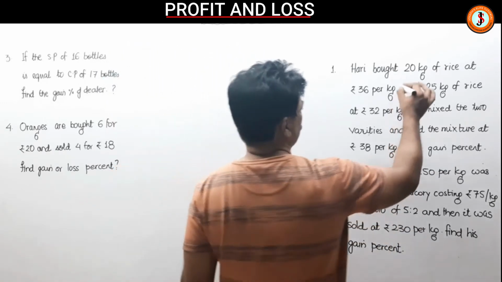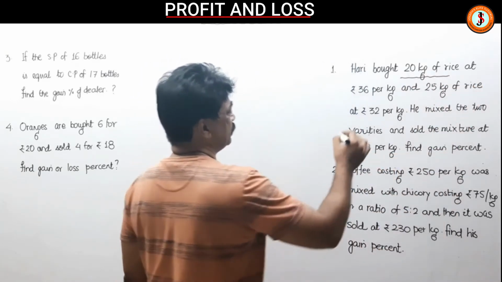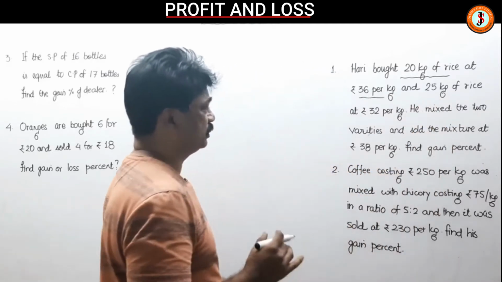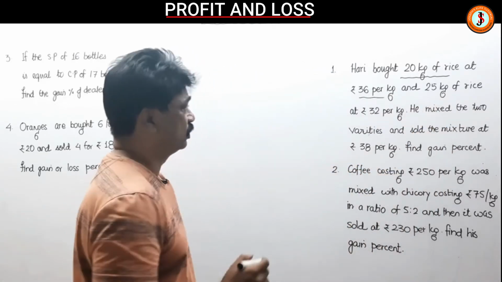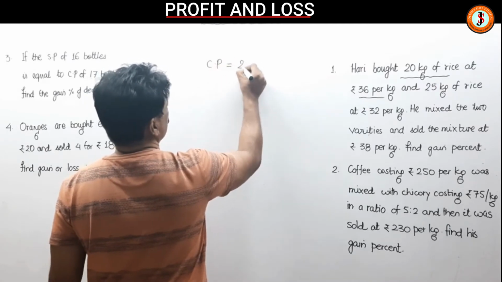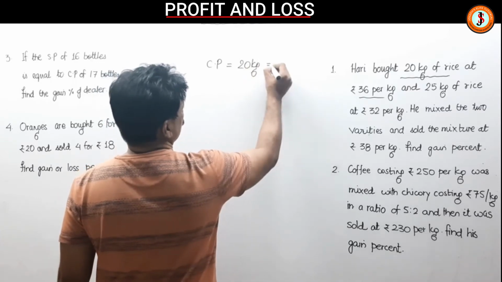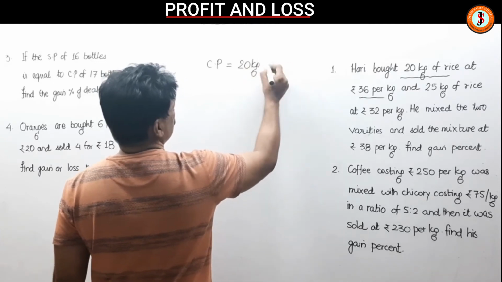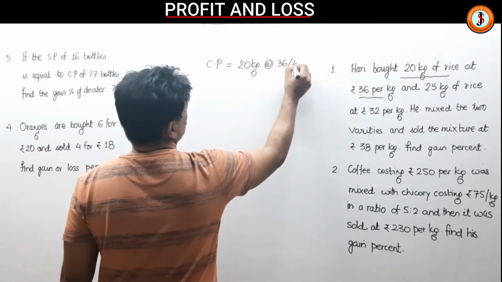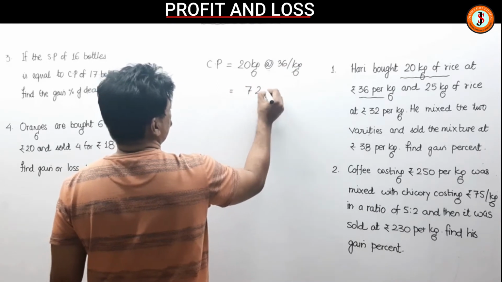Now here it is given, Hari bought 20 kg of rice at 36 per kg and 25 kg of rice at 32 per kg. That means he bought two varieties of rice. So the cost price of 20 kg of rice at the rate of 36 will be 20 kg at rupees 36 per kg, isn't it? I am writing in a little short form. So this will be 720 rupees.